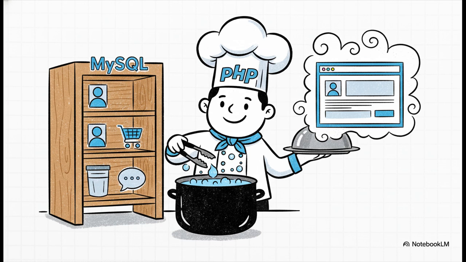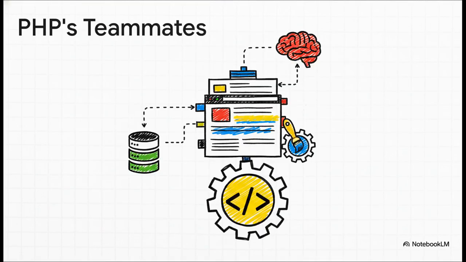So when you ask for a page, the chef, PHP, runs to the pantry, grabs your specific ingredients, your name, your profile picture, those shoes in your cart, and whips up a fresh web page made to order just for you. Of course, PHP isn't a solo act. It's really part of a team.